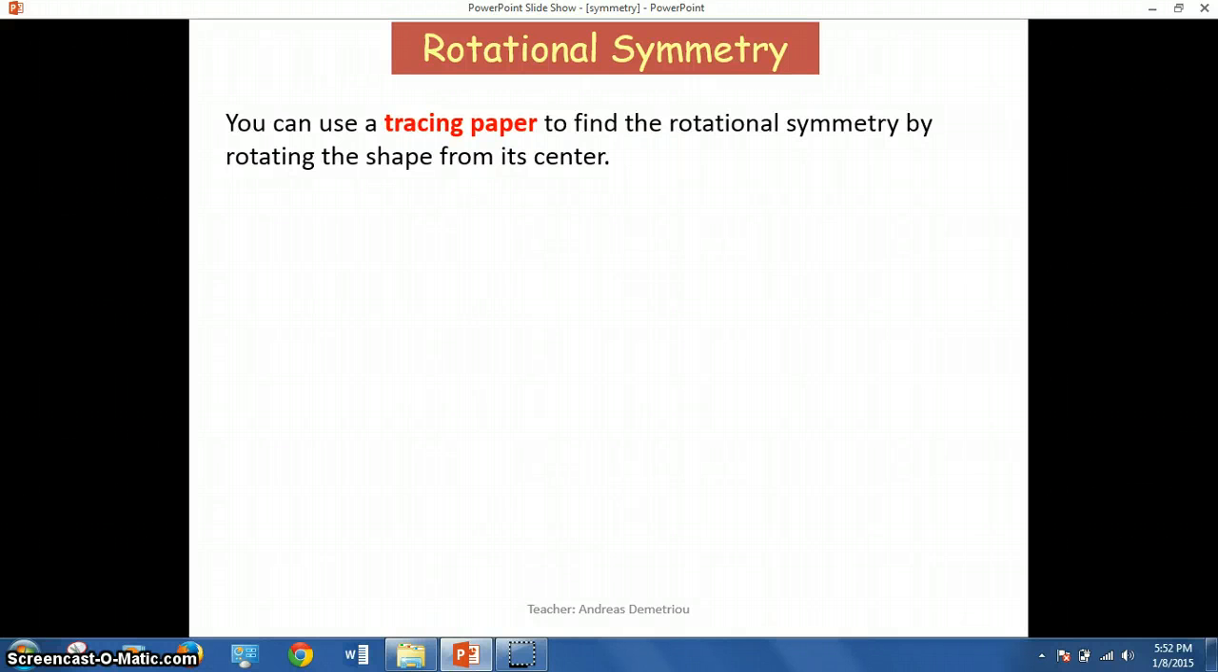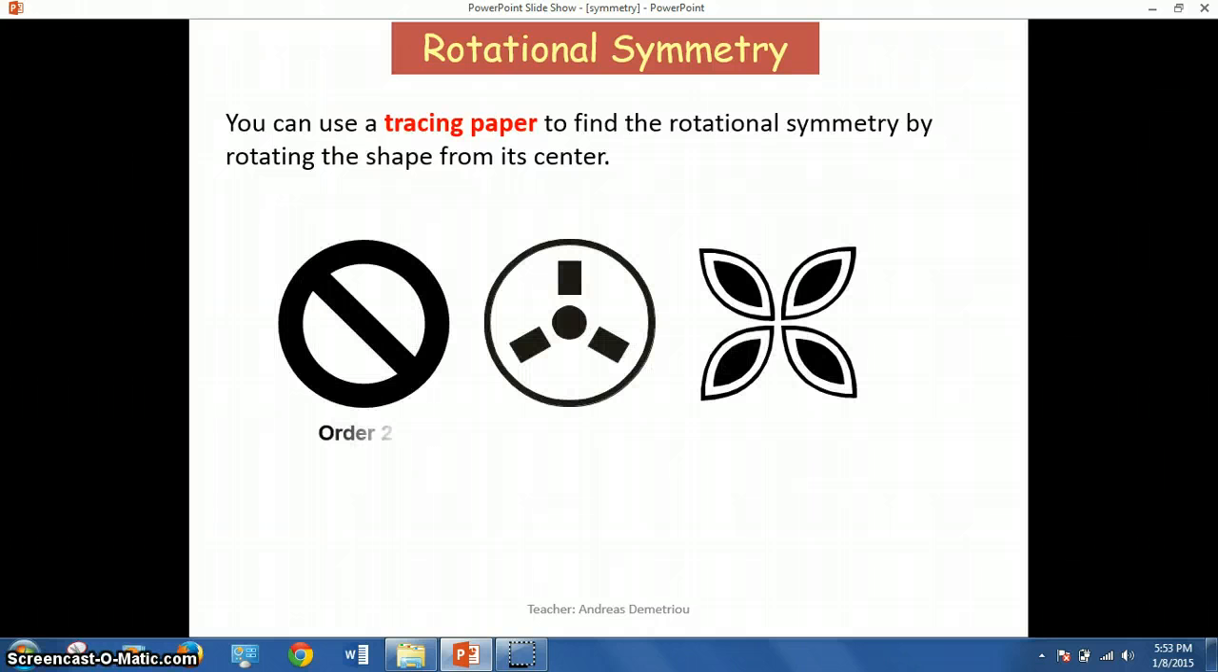You can also use tracing paper to find the rotational symmetry by rotating the shapes from their center. For example, the first one is 2, 3, and 4.